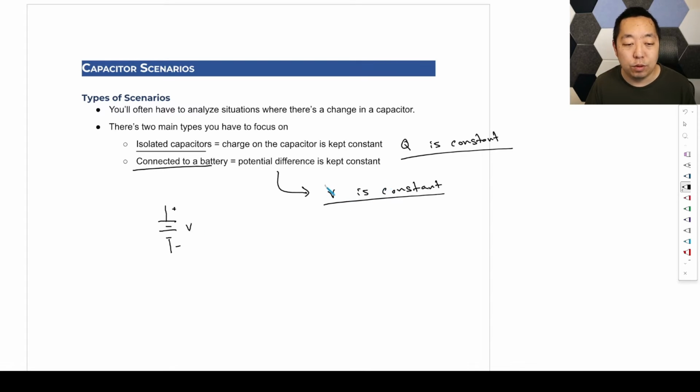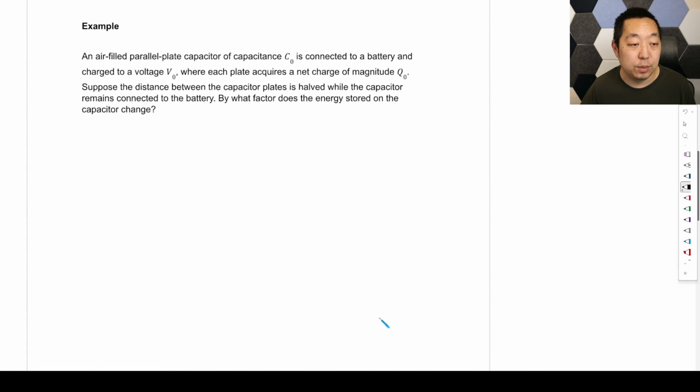Okay. I use the word voltage, same as potential difference. So you'll hear that term when we get to circuits. So the potential difference is kept constant there. So let's look at some examples. That's pretty much all there is to it. We just want to look at some examples here.